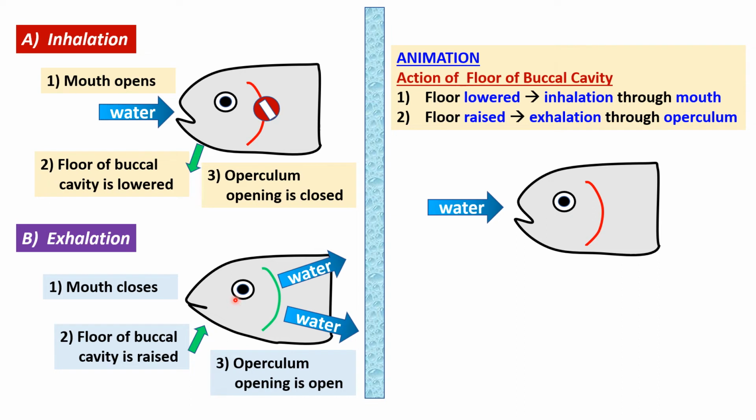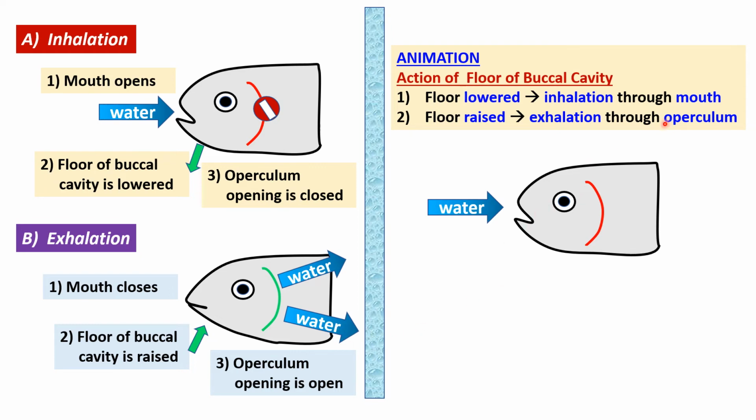Then this will increase the water pressure in the buccal cavity. So the water will move through the gills, okay? And then when the operculum opening is opened, the water will exit the fish through the operculum opening. All right? So when the water moves through the gills, then the gaseous exchange between the gills and the water occurs before the water exits the fish.